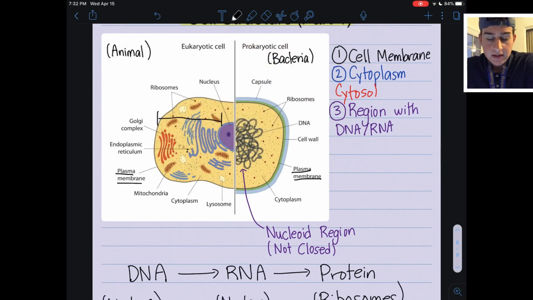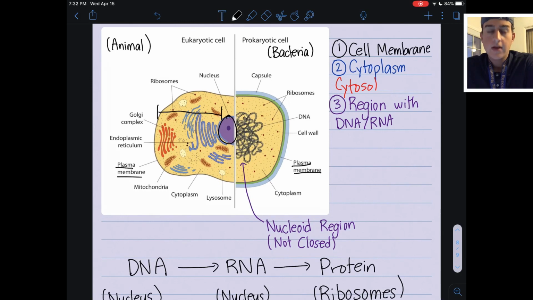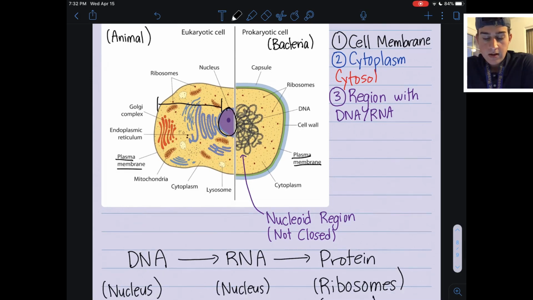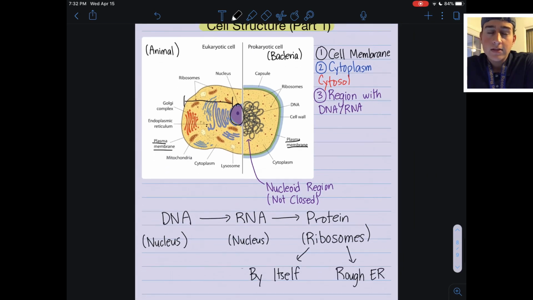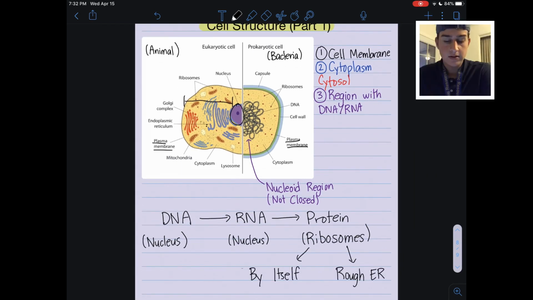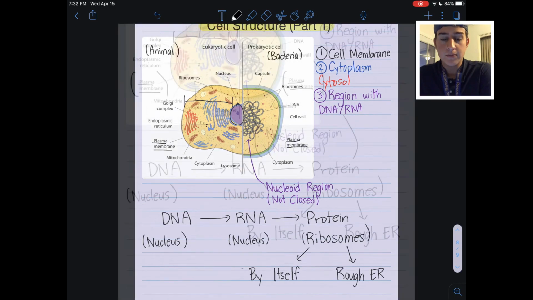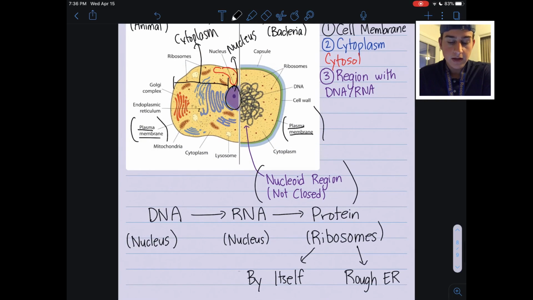And then the third thing is region with DNA. We know in eukaryotic cells, the DNA is in something called a nucleus, which is very compacted. However, in a prokaryotic cell, the DNA is in a region called the nucleoid, and it's not in a nucleus, so the DNA kind of roams around by itself. So why is DNA important in eukaryotic cells? DNA is made into RNA and made into proteins. DNA in eukaryotic cells is found in the nucleus, and DNA itself can't leave the nucleus.